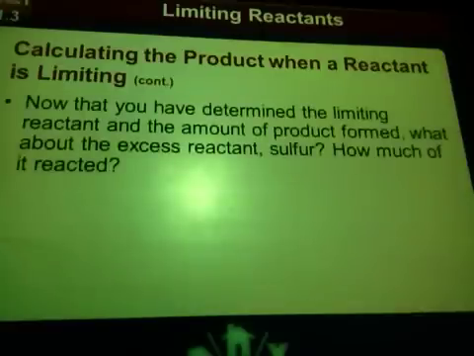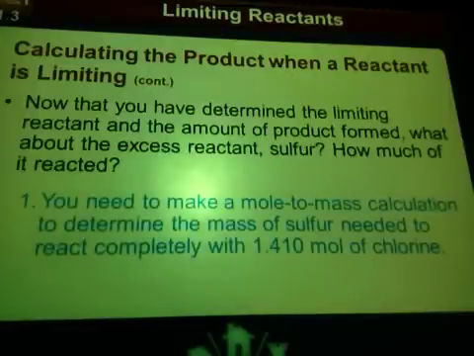But now I want to know how much excess reactant is going to be left. And I know that if chlorine is my limiting reactant, then what in this situation was my excess reactant? Well, we know that had to be sulfur. So how much sulfur actually reacted in the reaction, and then how much do I have left? Based on this, there's steps to these as well. First step, we want to make a mole to mass calculation to determine the mass of sulfur needed if my limiting reactant is chlorine.